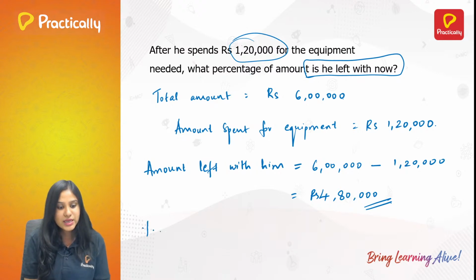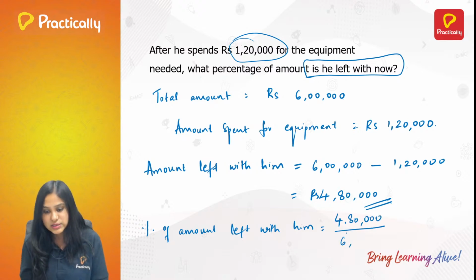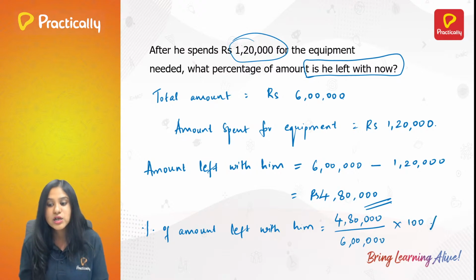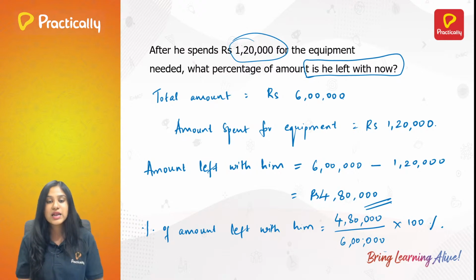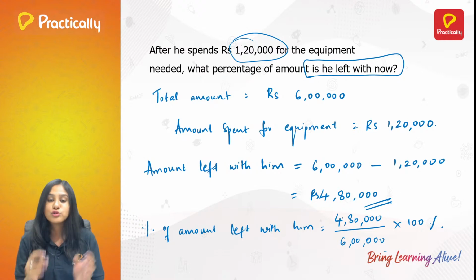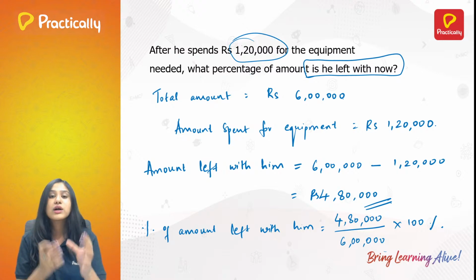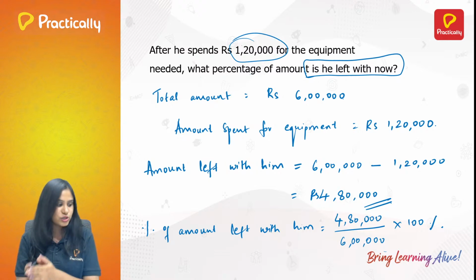So, percentage of amount left with him is 4,80,000 by 6 lakh into 100%. So, this is the fraction, right? 4,80,000 by 6 lakh is the fraction. And how to convert a fraction into percentage? You have to just multiply it with 100%. This is how we convert a fraction to a percentage, right?